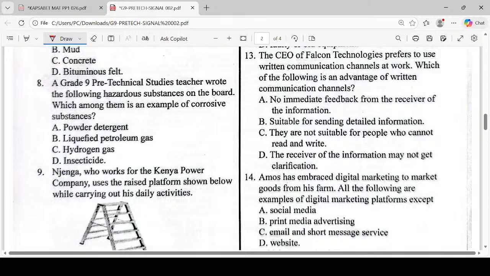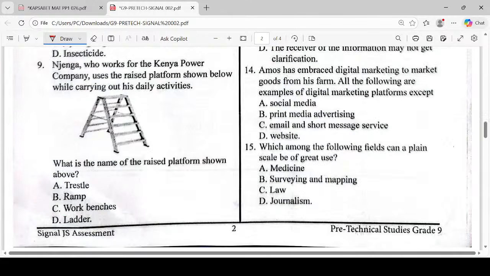A grade 9 Pretechnical Studies teacher wrote the following hazardous substances on the board. Which among them is an example of a corrosive substance? Something corrosive is something that can corrode your skin. Powder detergent, liquefied petroleum gas, hydrogen gas, then insecticide. So the one that is corrosive here is the hydrogen gas, which make choice C for cat the correct answer. Question number 9.